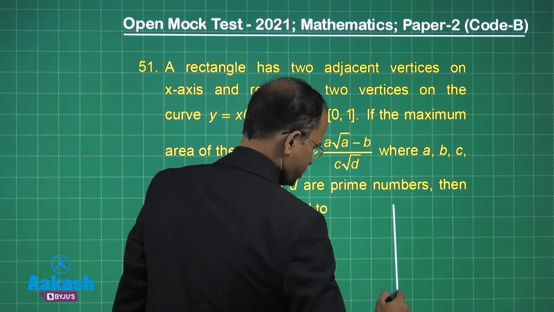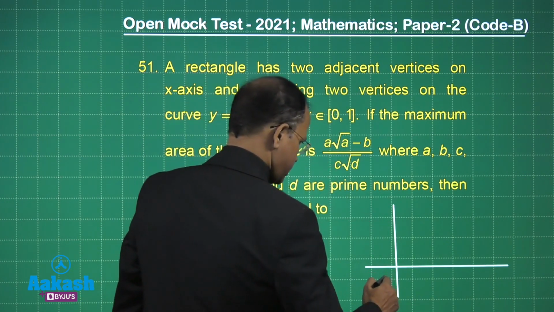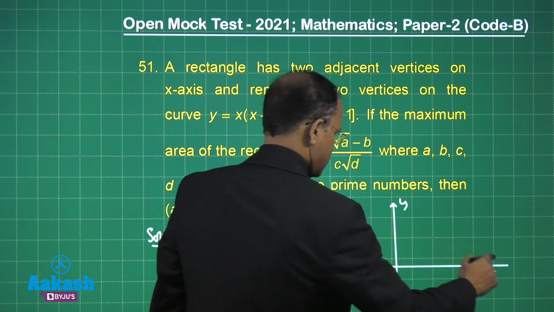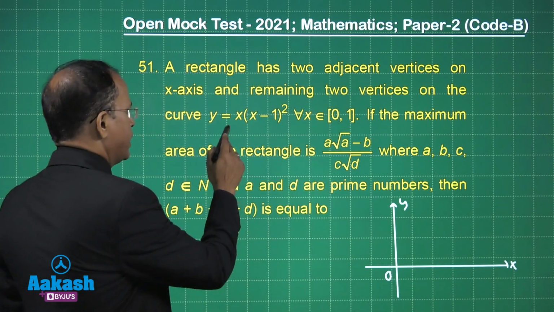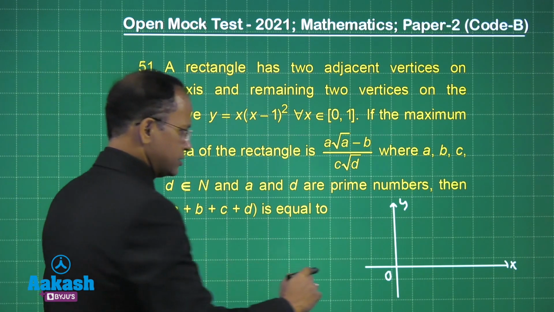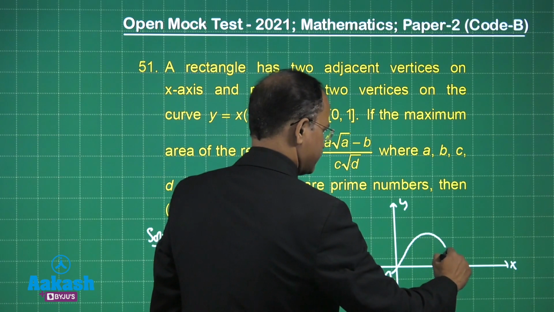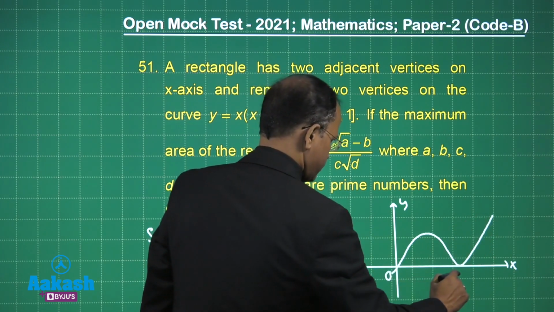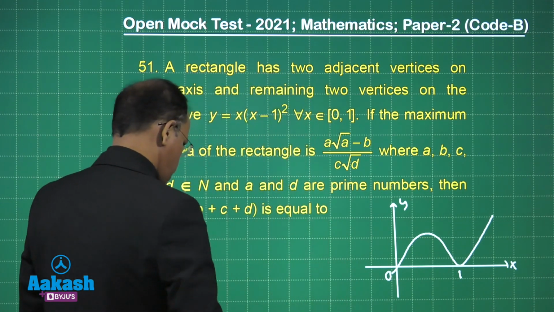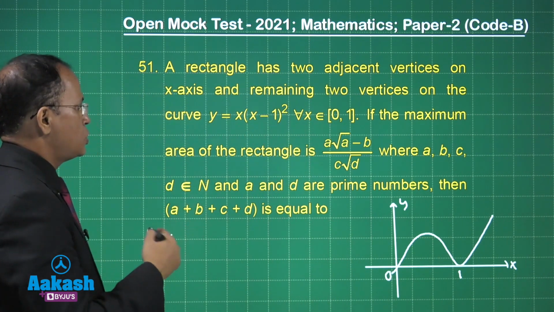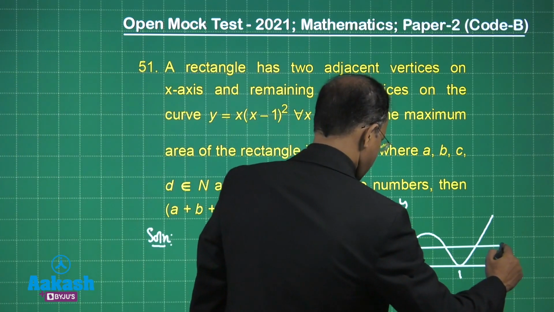You have been given this diagram, right? So this is like we have origin, this is y, this is x, right? So if we talk about y is equal to x times (x minus 1) whole square, so how it can be drawn? The graph will be something like this, isn't it? This is how we have. This is 1, right? And this is 0 we have, okay? Now, remaining 2 vertices on the curve. So that means, let me take a line here. That is y is equal to c.